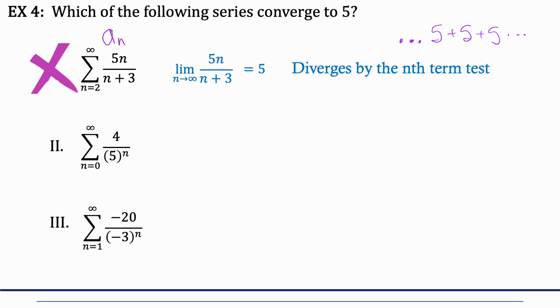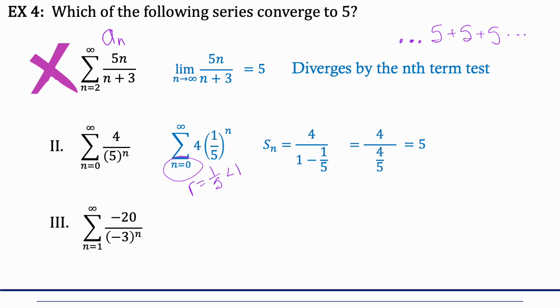Second one, let's rewrite that as 4 times 1/5 to the n. So that is a geometric series that converges because we've got r is 1/5 and that is less than 1. The first term, if n equals 0, the first term is 4. So the sum is 4 over 1 minus 1/5, which is 5. Okay, so this is a geometric series that converges to 5. That one's good to go.